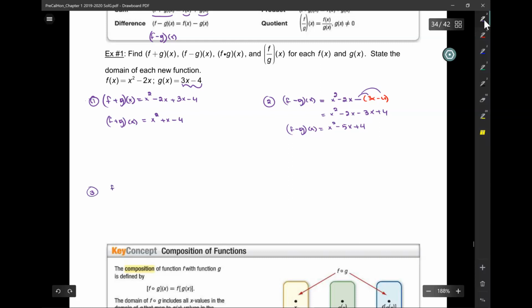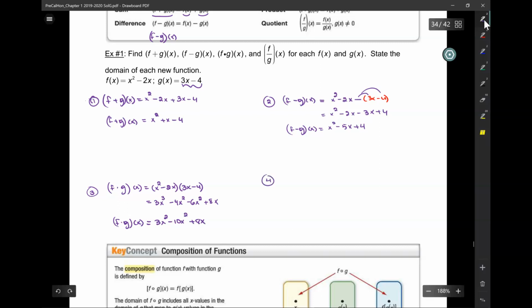Number 3, now I want to do f times g of x. So for here, I want to take f of x and multiply by 3x minus 4. So when I distribute, I'm going to have 3x cubed minus 4x squared minus 6x squared plus 8x. So f times g of x is 3x cubed minus 10x squared plus 8x.